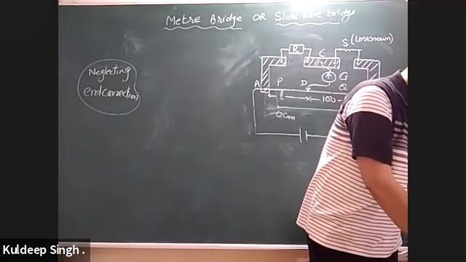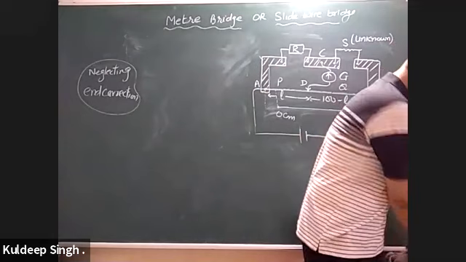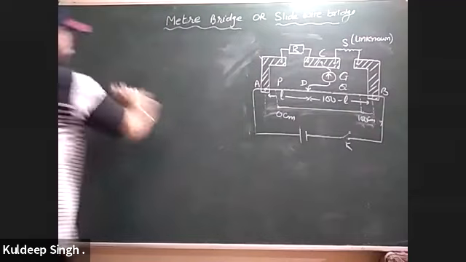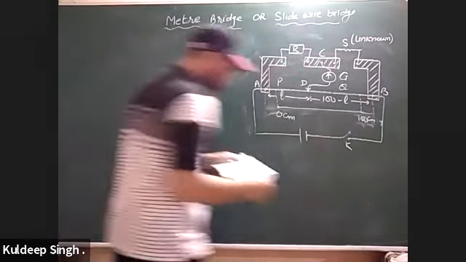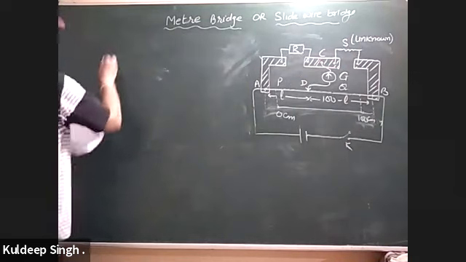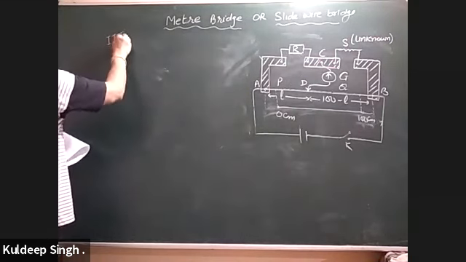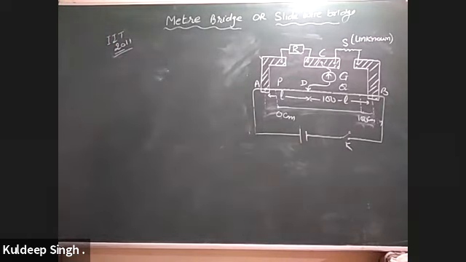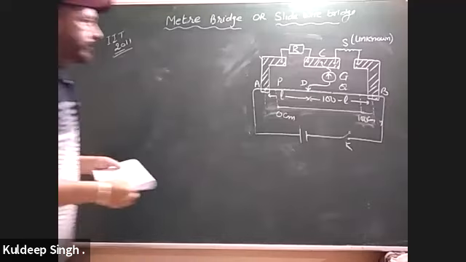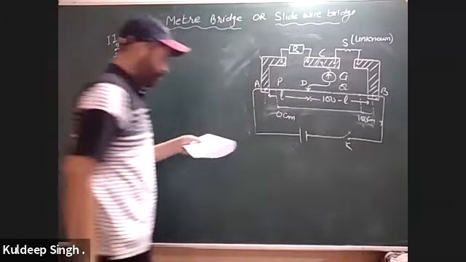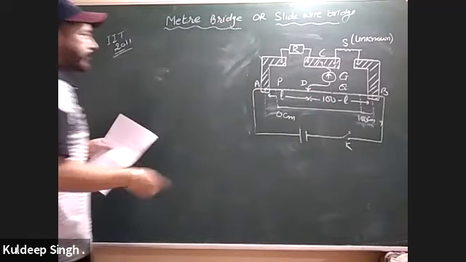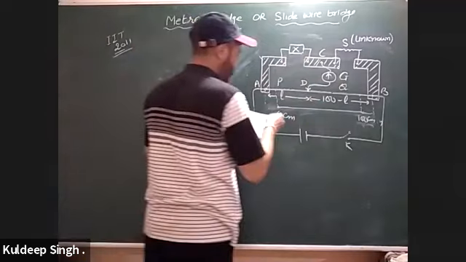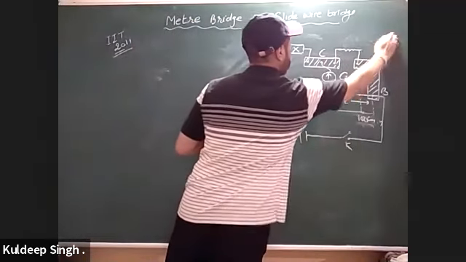So let us do a numerical. In this numerical, we are given end correction. So this is a numerical from a competitive exam, IIT 2011. Here is the question. A meter bridge is set up, this kind of meter bridge, as shown in the figure. In that figure, there was X, and here we have R.